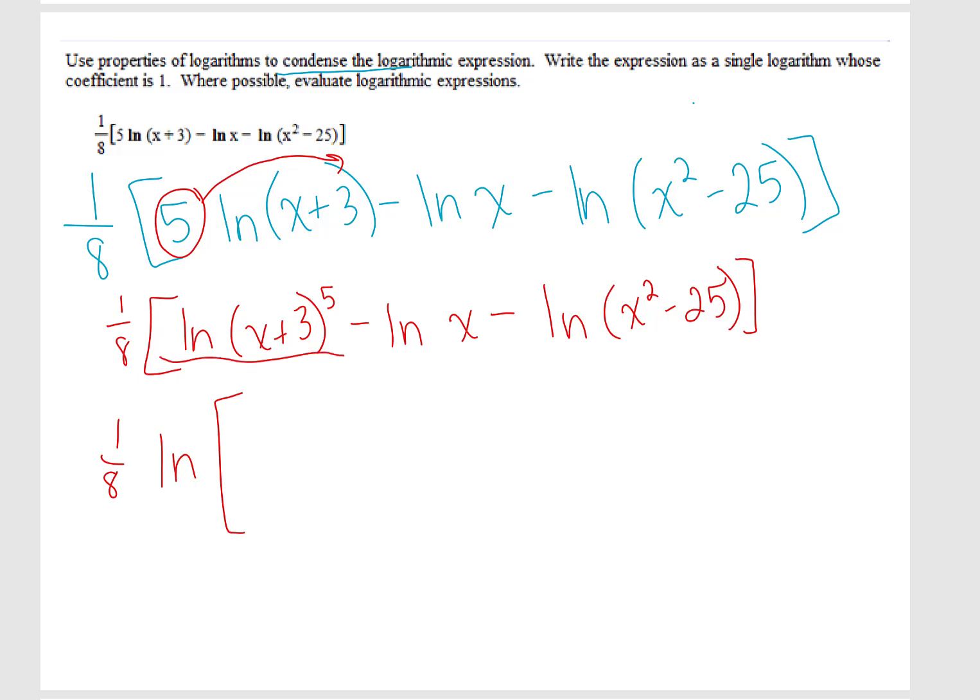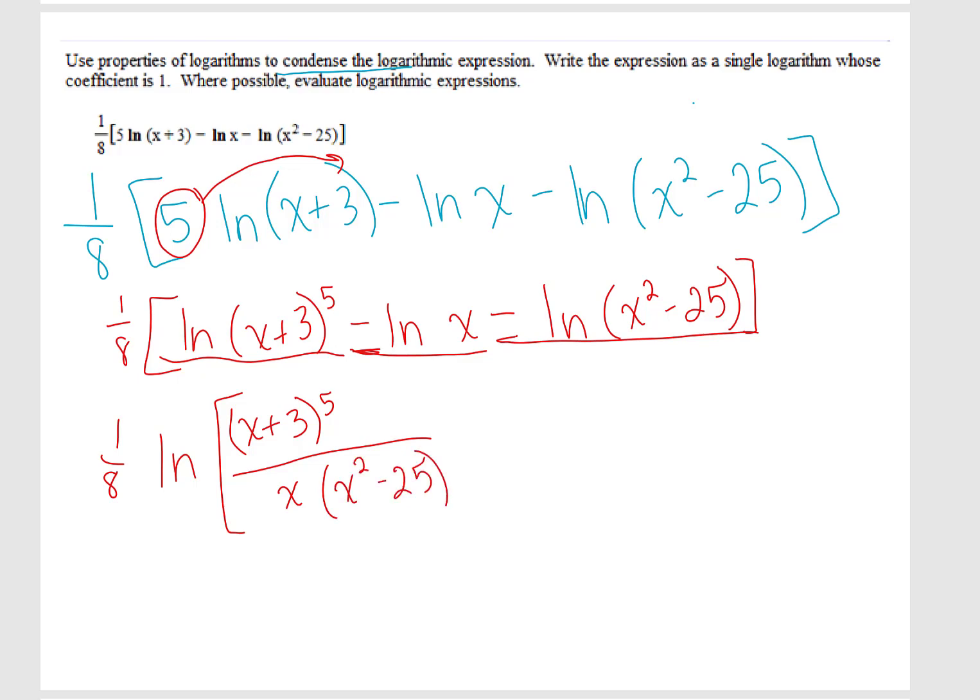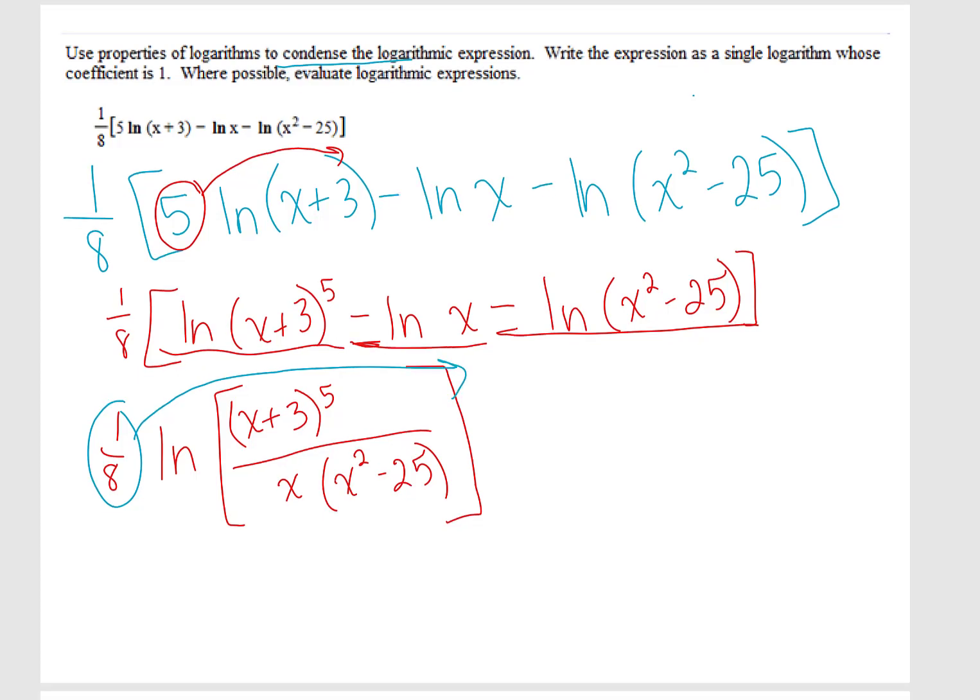So this one is positive, so it'll be up top, x plus 3 to the 5th. This one's being subtracted, so it will go at the bottom, x. And then this is being subtracted, so it'll go at the bottom. Okay, but we're still not done because we have to use our power rule, our exponent rule.